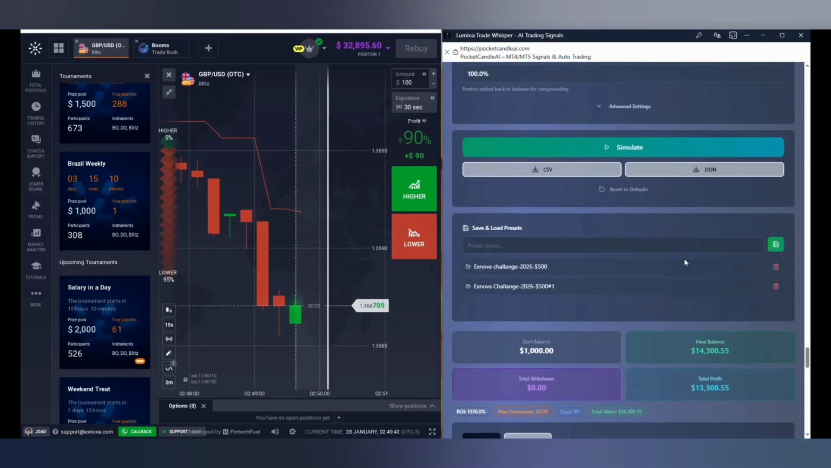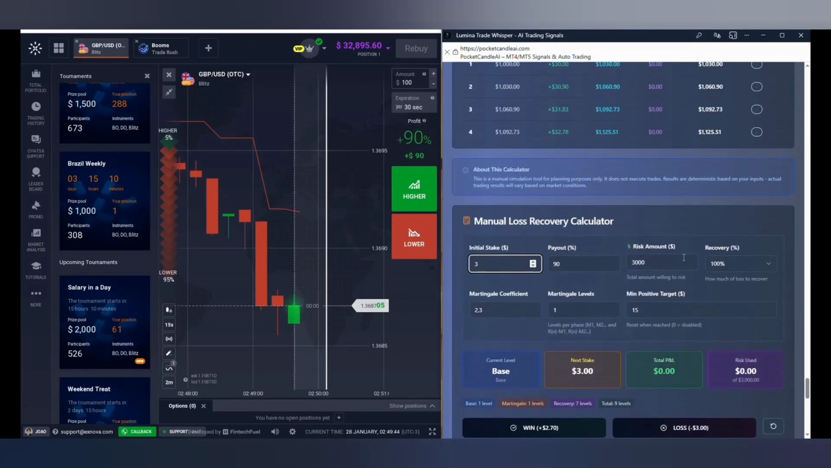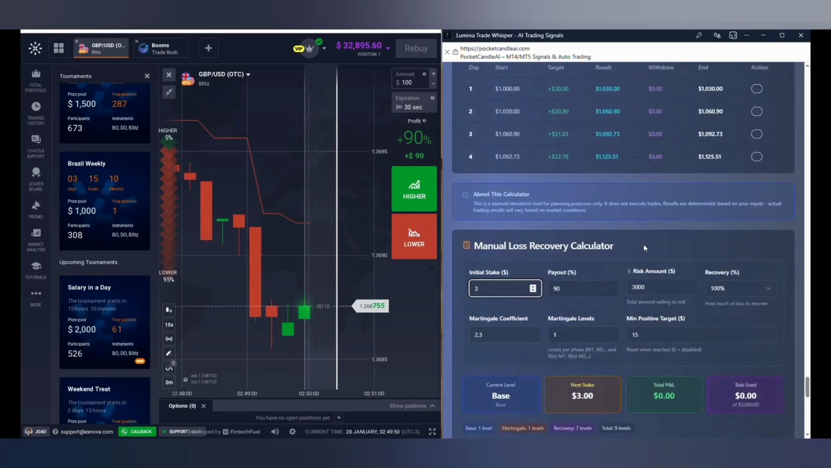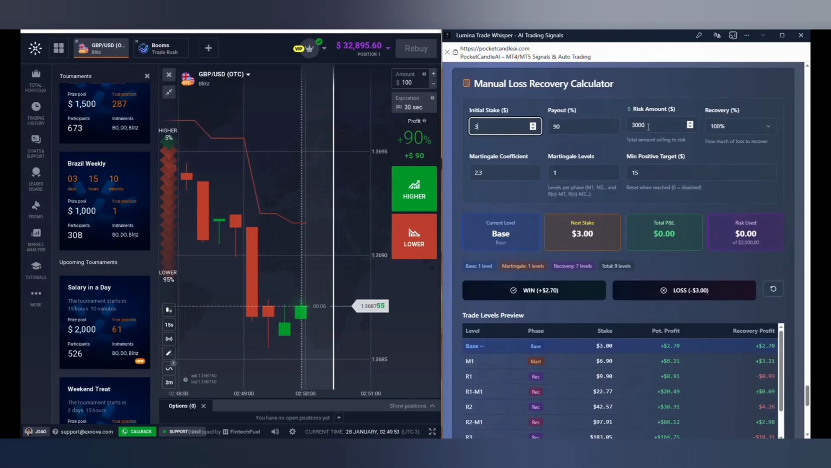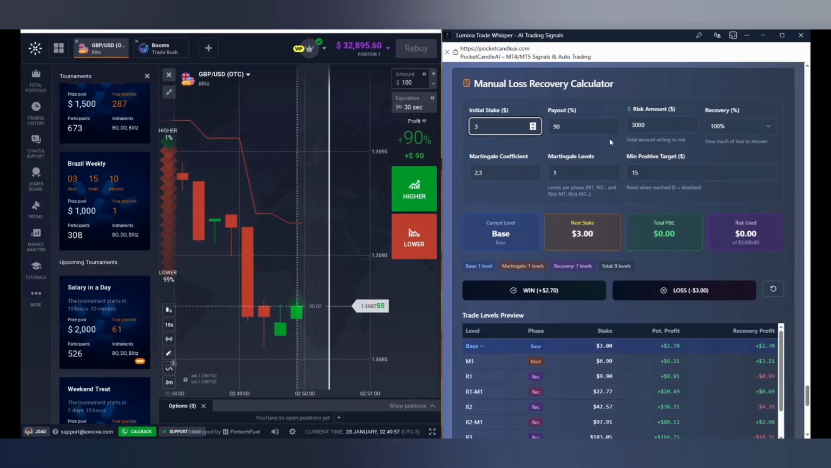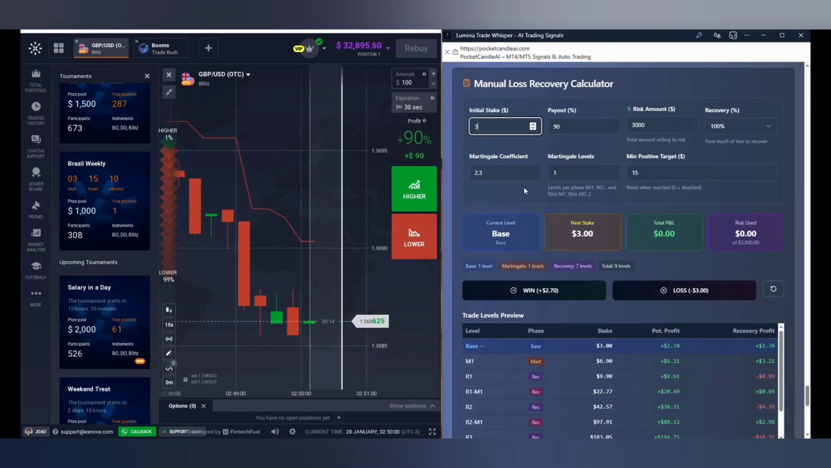Don't try to double your account. It will affect your brain. Use this money calculator and you'll see your progress. Now let's continue here. When you have a big amount, it's almost impossible for you to lose money. So here are our settings.